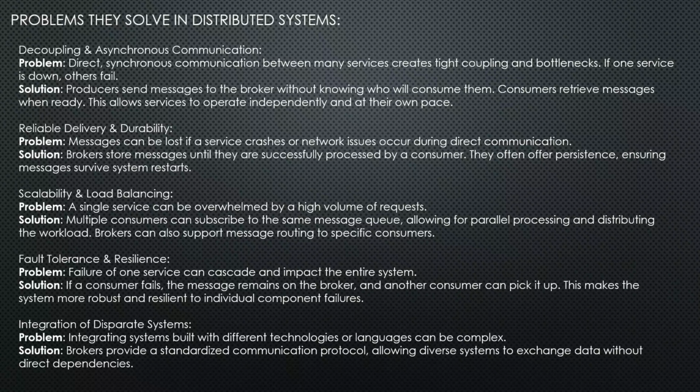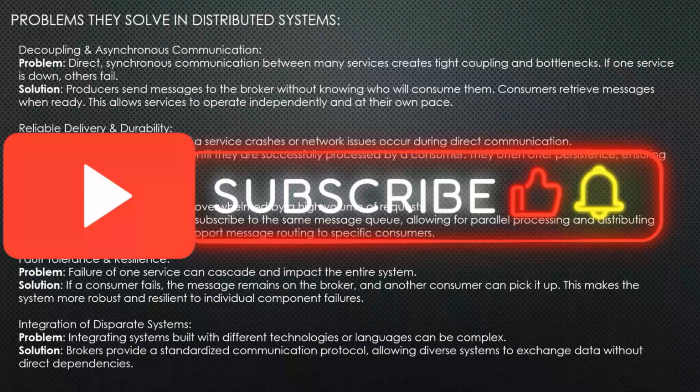The second thing is reliable delivery and durability. Let's say a service crashes or a network failure happens. With direct communication, there will be a failure. But the message broker stores the message until it is successfully consumed by the consumer. Messages are persisted and stored in the messaging system until they are consumed or purposely removed.